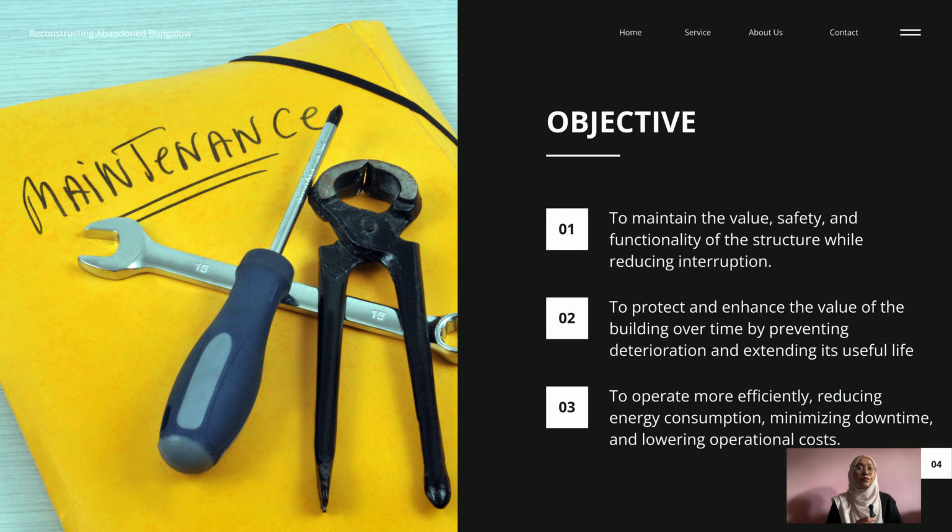Alright, next we move to the objectives of this abandoned bungalow maintenance. The first one is to maintain the value, safety, and functionality of the structure, which can reduce interruptions. The second one is to protect and enhance the value of the building over time.